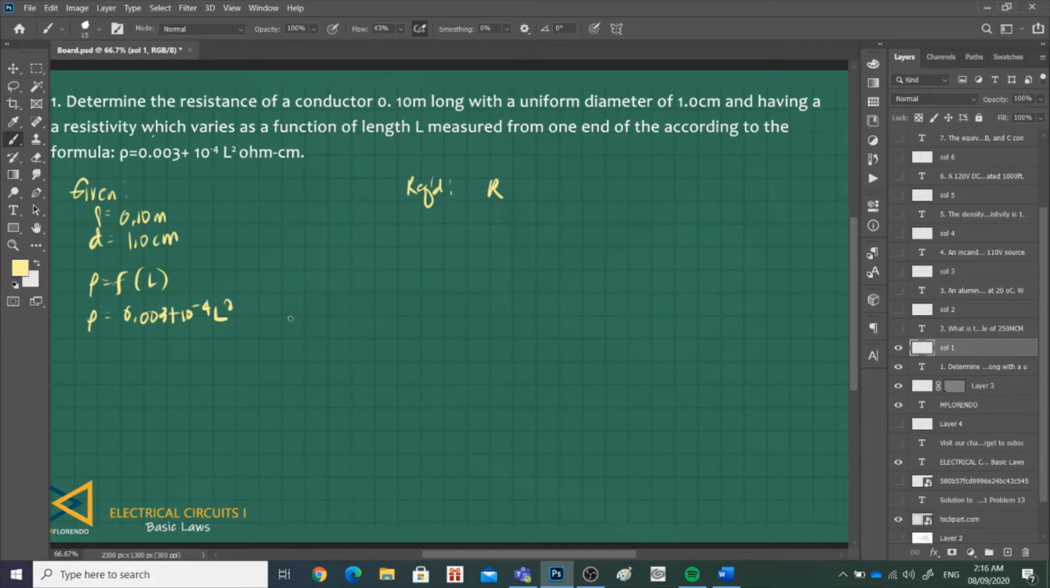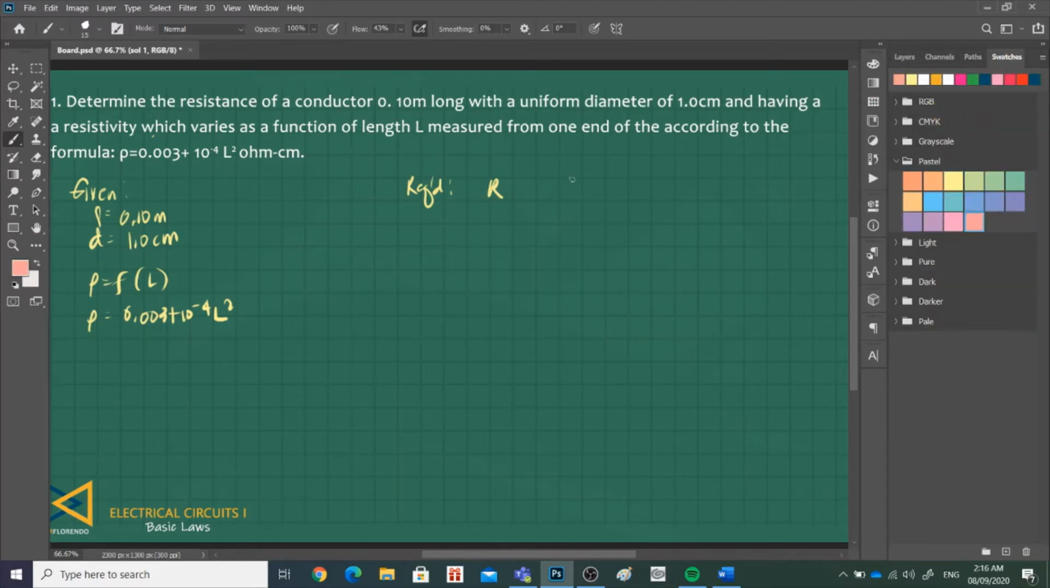Ayan. So, given yung function ng rho natin in terms of L. Okay, kapag given yung diameter, length, we know that meron tayong formula dyan na R is equal to rho L over A. Usually, ginagamit natin yan if we have parameter for area, diameter, ang given dyan, length, and resistivity. But in our case, ang given is a function of resistivity in terms of the length.